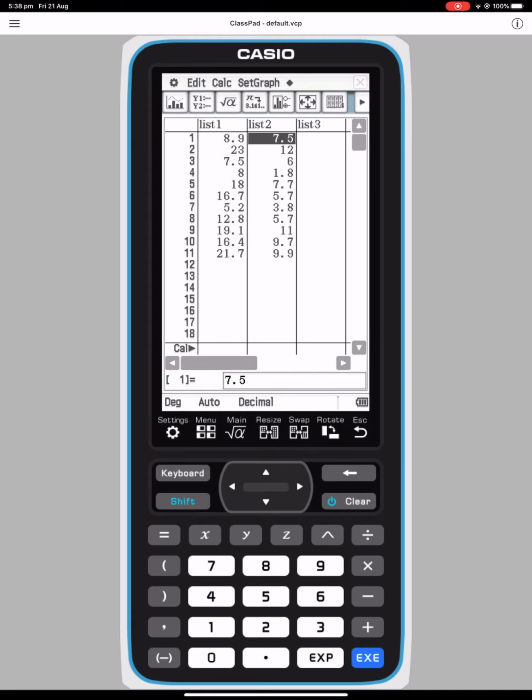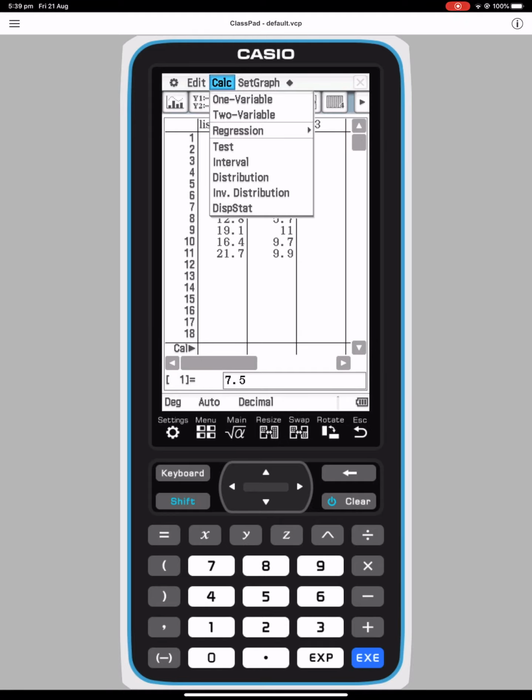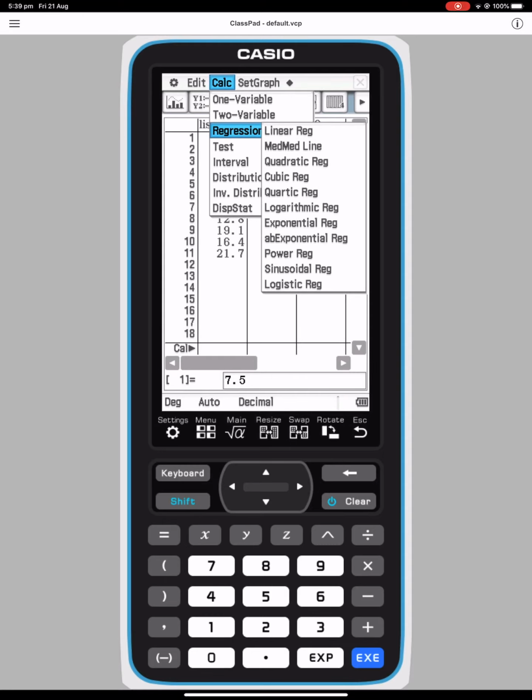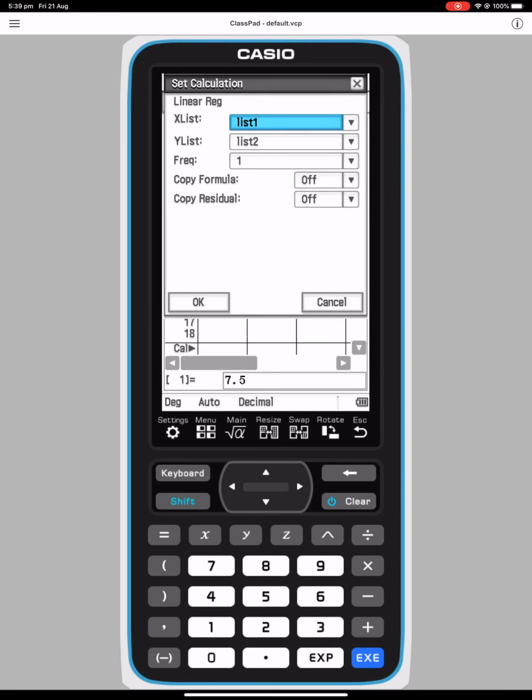So the steps are as follows to get the equation of our line. It's the exact same way as we get the R value, the Pearson's correlation coefficient. So the steps are calc, regression, linear, and again, I haven't changed the list name of X or Y, so I can just leave that as is. And I don't need to change anything else, and I just press OK.